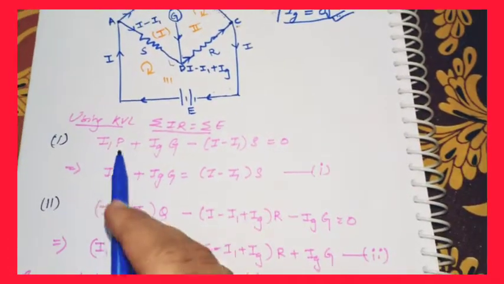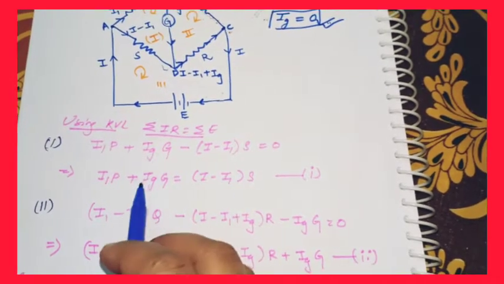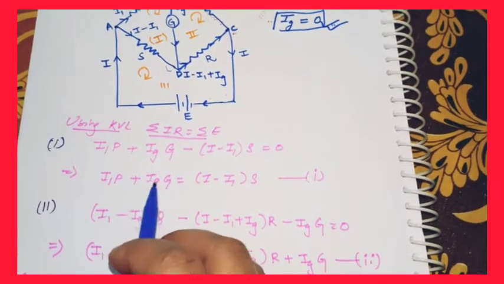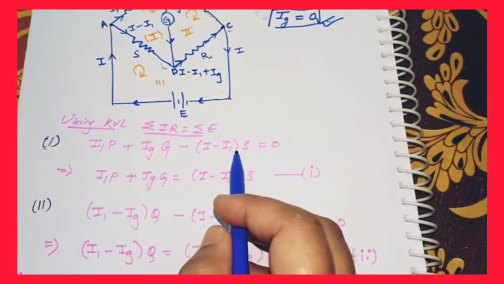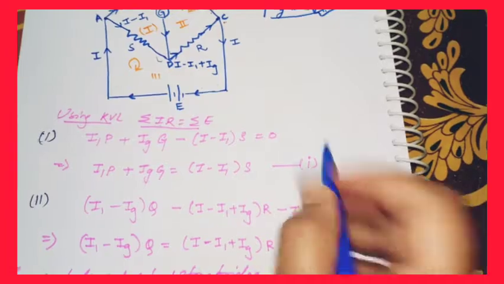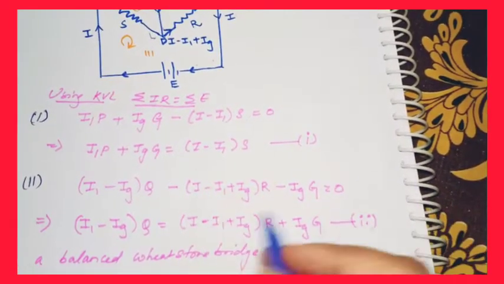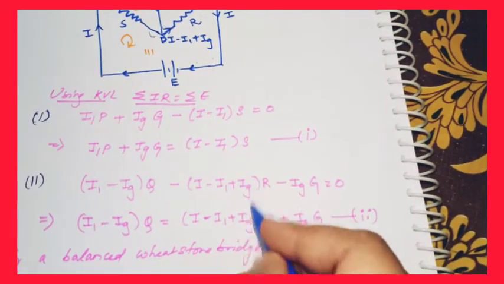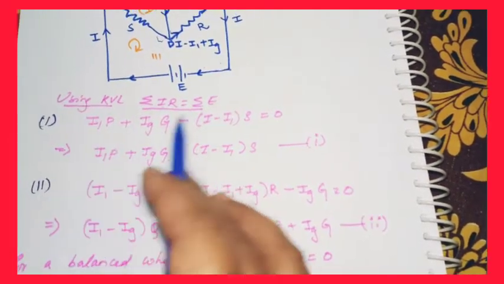So students, what I have done is, for the first loop and second loop, I have arranged such that I have taken I1P and IgG on one side, and I have taken (I minus I1)S on the other side, that is the RHS. So this is my equation number 1 for the first loop, and let me take the negative ones to the other side. So this is my equation number 2 for the second loop. So these are my equations 1 and 2 for the first loop and second loop using KVL.